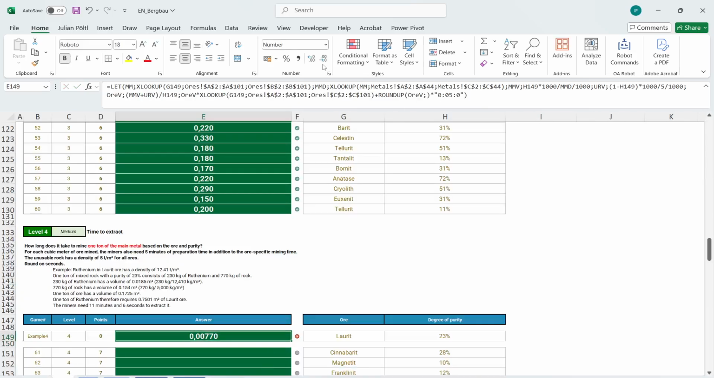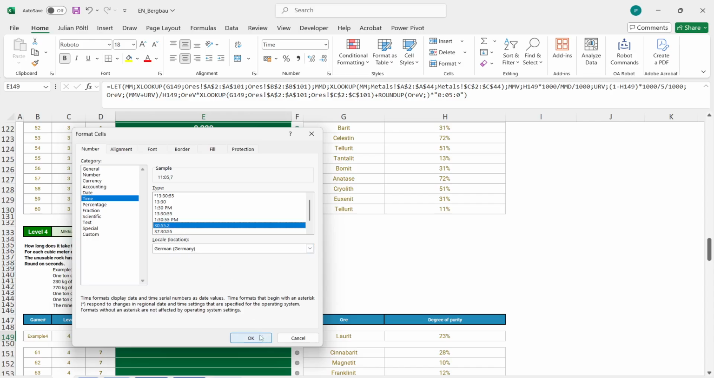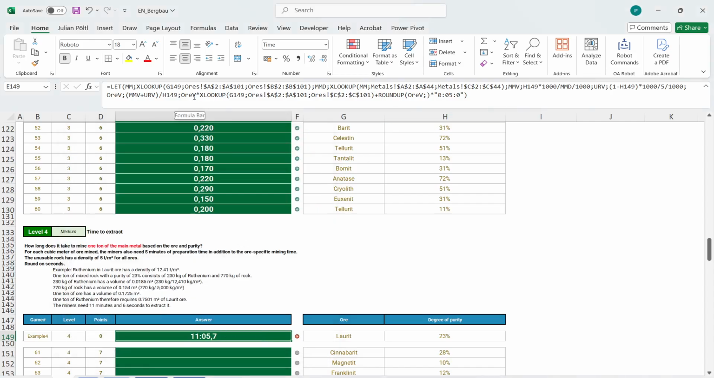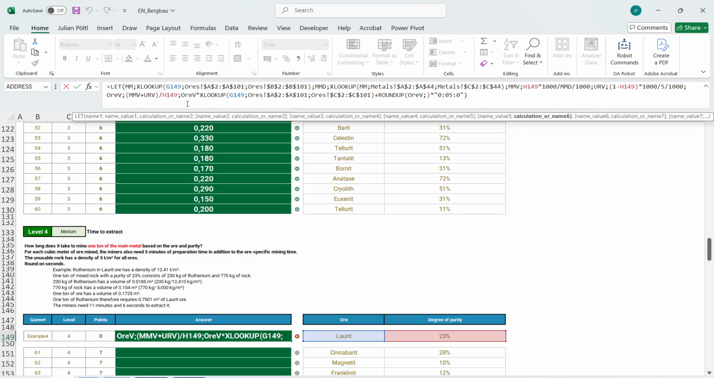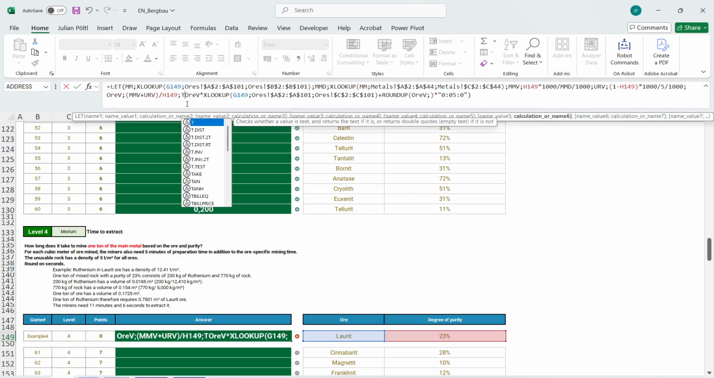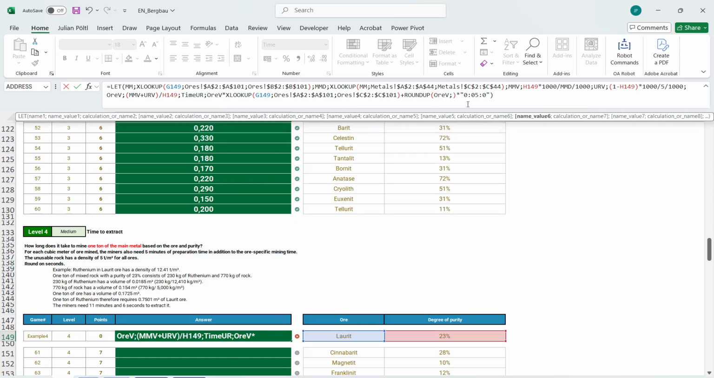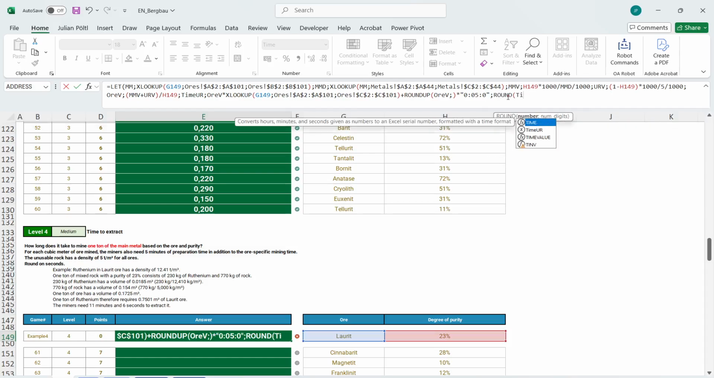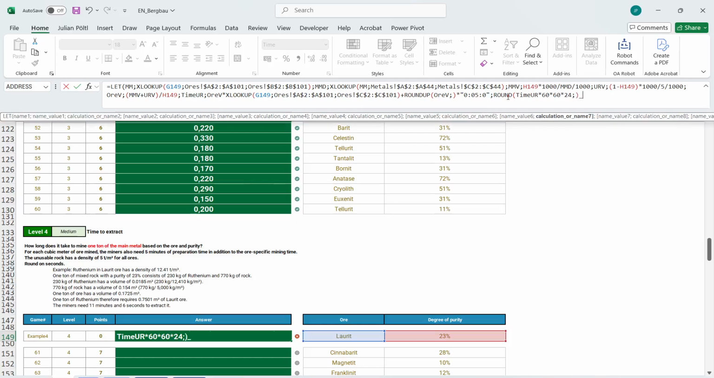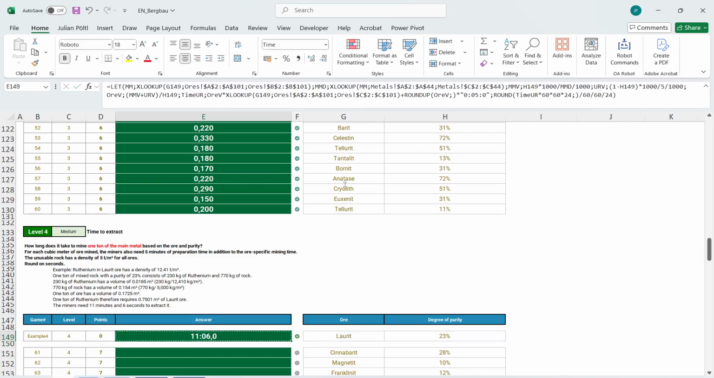And this is then a time, but it's a time with decimal seconds. It looks like the same, but here we have decimal seconds, and therefore we need to round it. Time where, and then we use round time where we want to have it in seconds, therefore we multiply with 60 and with 24, round to the nearest decimal, and divide by 60 and by 24, and we get to the result.